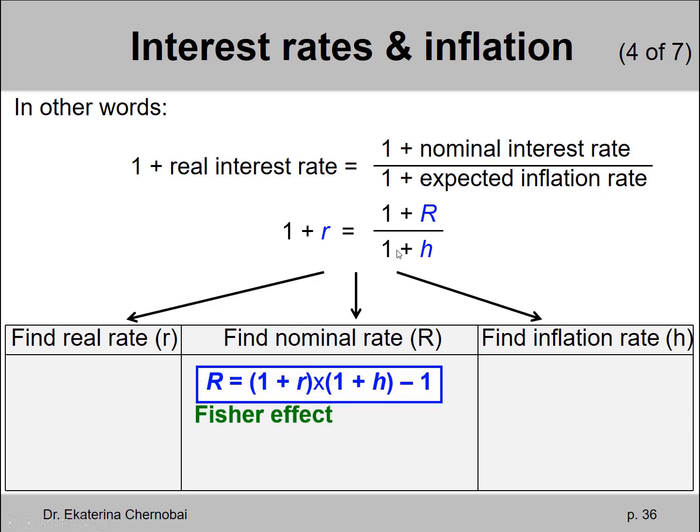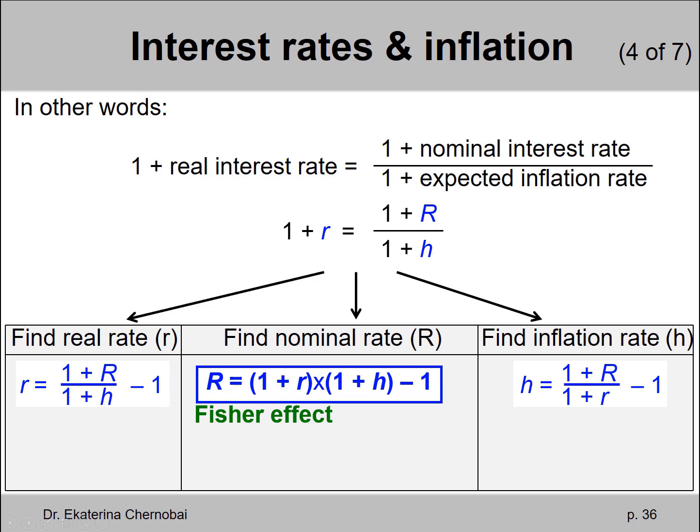The formula that calculates the nominal interest rate is known as the Fisher effect. So the nominal interest rate, uppercase R, equals 1 plus lowercase r, and that whole thing is multiplied by 1 plus h, and then we subtract 1. If instead we rearrange the original formula to solve for the real interest rate, lowercase r, you would get a fraction with 1 plus R in the numerator, 1 plus h in the denominator, and then you subtract 1. If instead you want to solve for the inflation rate, lowercase h, then you also have a fraction with 1 plus capital R, the nominal rate, in the numerator, and in the denominator you have 1 plus lowercase r, the real interest rate, and then you subtract 1 from the whole thing.